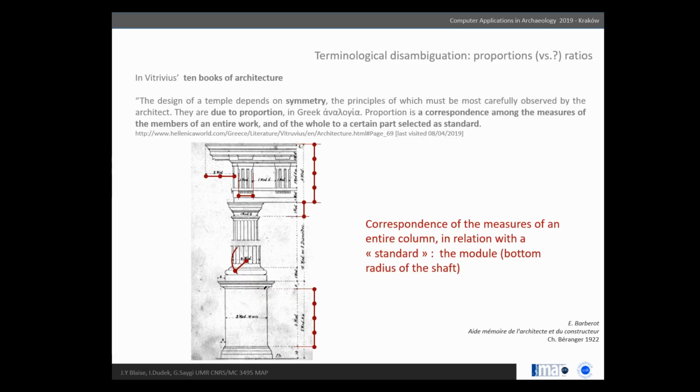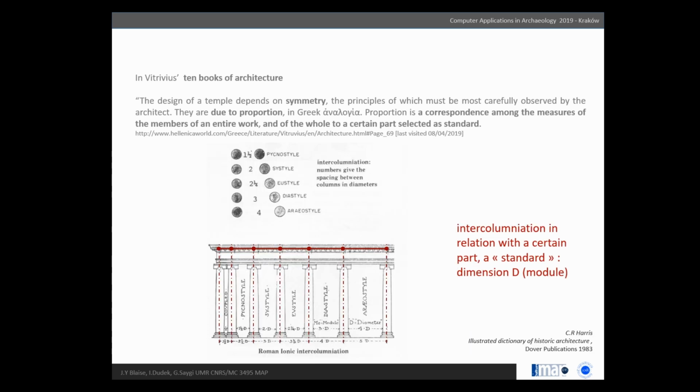What do we mean when we talk in this research about proportions? Now, the Roman architect Vitruvius, in his book, Ten Books of Architecture, defines proportion as follows. Proportion is a correspondence among the measures of the members of an entire work and of the whole to a certain part selected as standard. The most classic example is, of course, the module, which is supposed to be the radius of the shaft, and that is used to dimension all the rest of the column. To dimension, but also to position pieces of architecture, columns typically, in the edifice as a whole.